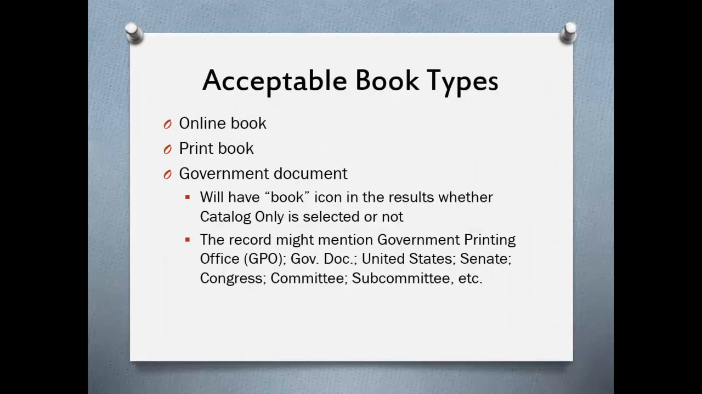Okay, these are acceptable book types to do your book assignment for the book week. I will accept online books, I will accept print books, I will accept government documents. A government document will have a book icon in the EDS results, whether you've selected catalog only or not. And the record, another dead giveaway, the record might mention Government Printing Office or GPO. You might see GovDoc listed in the detailed records. You might see the United States or Senate or Congress or committee or subcommittee, all things to hint to you to point out that this is in fact a government document.